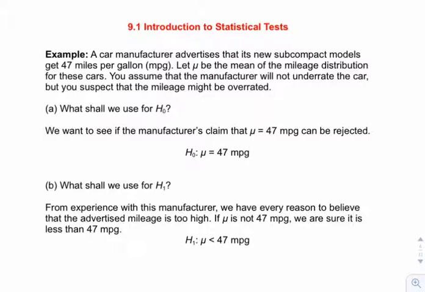So the manufacturer's claim is what we use for H naught. In this case, you believe that the average is too high, so you make it less. Your alternative hypothesis is that the mean is actually less than 47 miles per gallon.